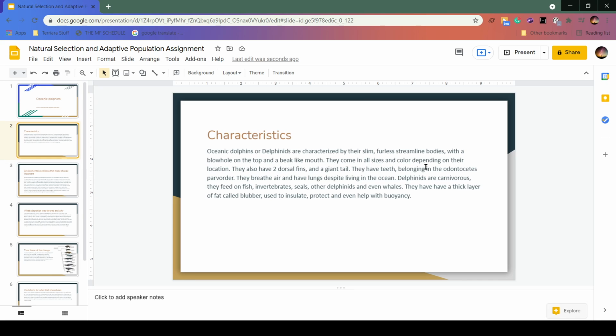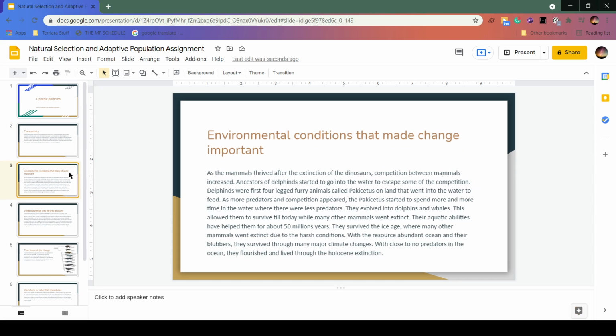They also have two dorsal fins and a giant tail. They have teeth, belonging in the Odontocetes order. They breathe air and have lungs despite living in the ocean. Dolphinids are carnivores. They feed on fish, invertebrates, seals, other dolphinids, and even whales. They have a thick layer of fat called blubber, used to insulate, protect, and even help with their buoyancy.